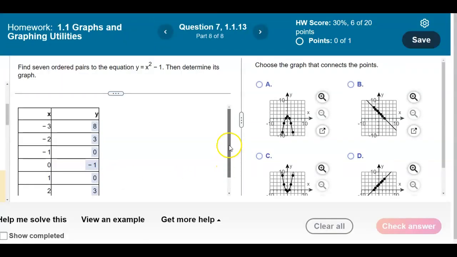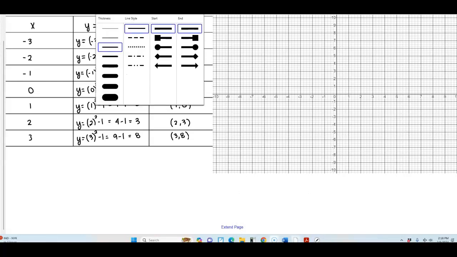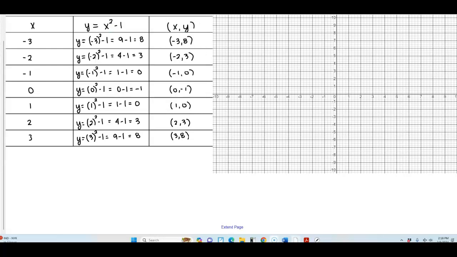And now what we want to do is put these ordered pairs and graph them. So we're going to go ahead and graph them and then select which option it's going to be. So now that we have our graph, we can go ahead and plot our points to check our graph to make sure that we're correct. The first ordered pair is -3, +8. So we move to the left, and then we're up 8 units. So there's -3, +8.